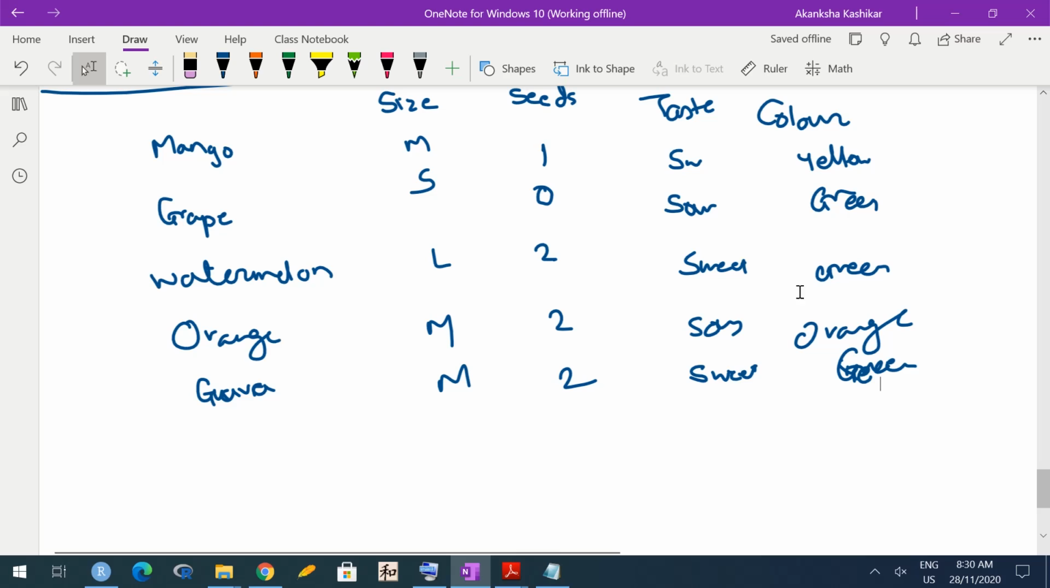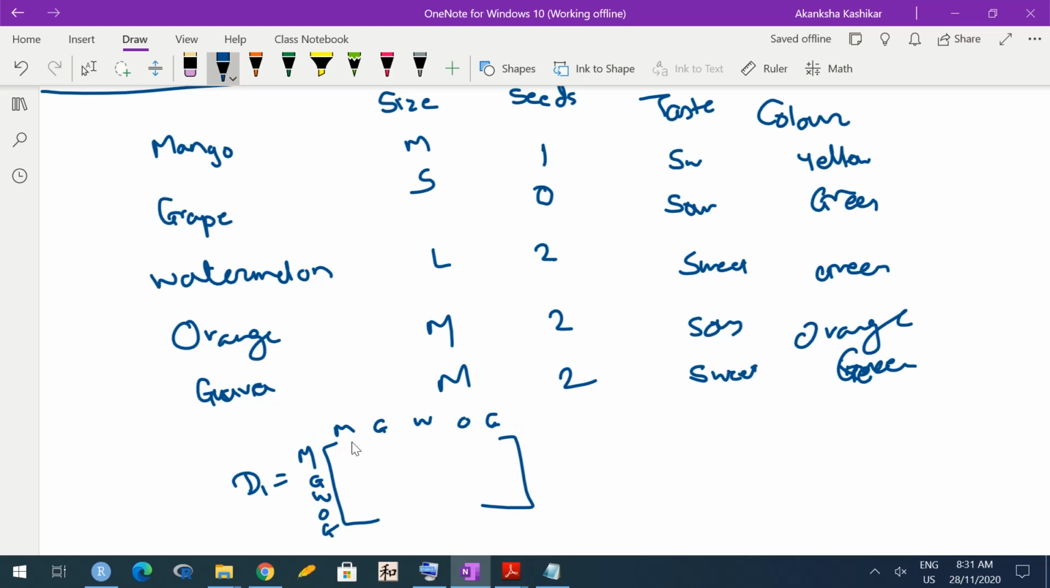So now the distance between mango and grape. On how many variables do they match? No, no, no, no. So they don't match anywhere. So the distance is completely 4. Number of mismatches is 4. So let me prepare the first distance matrix. Mango, grape, watermelon, orange, guava, and mango, grape, watermelon, orange, guava. So this is of course 0, 0, 0, 0, 0. Mango to grape we just saw the distance is 4. Mango to watermelon.